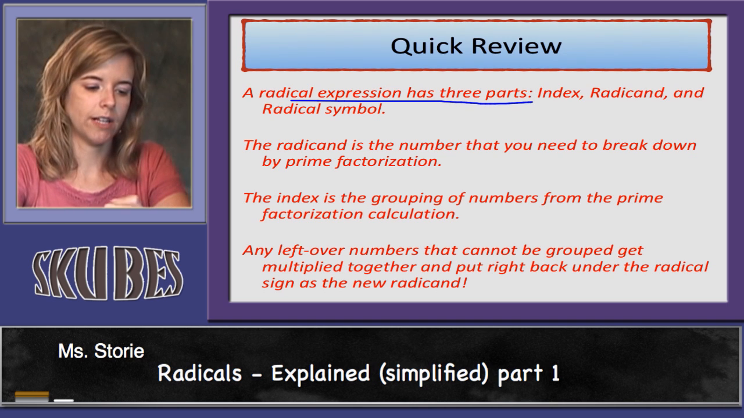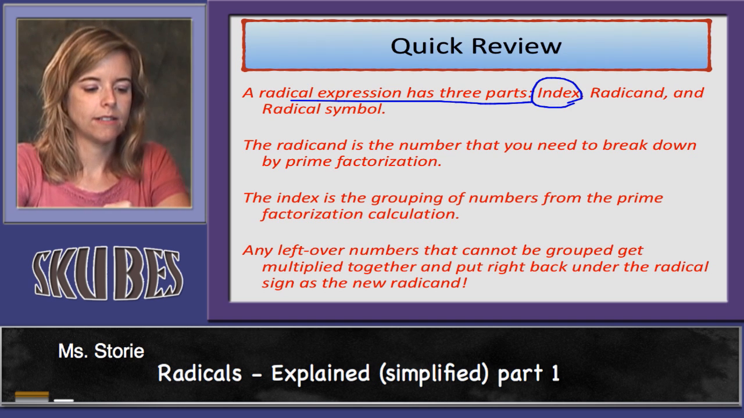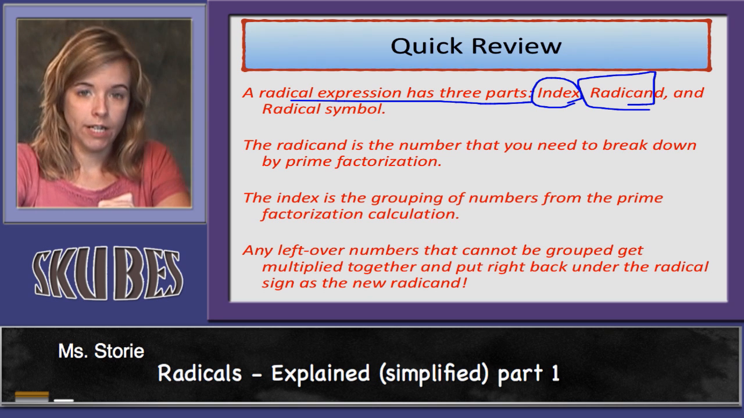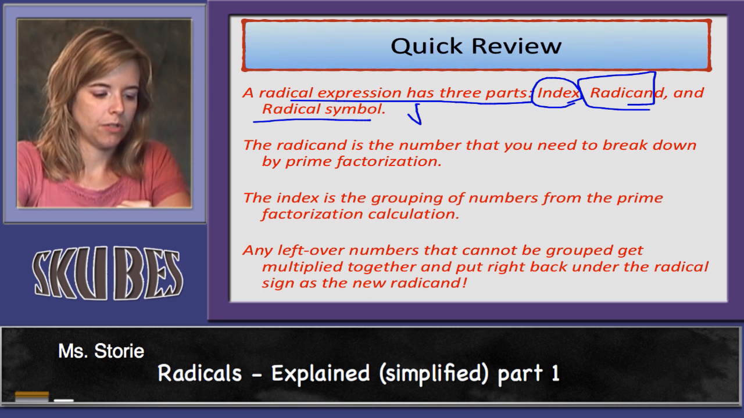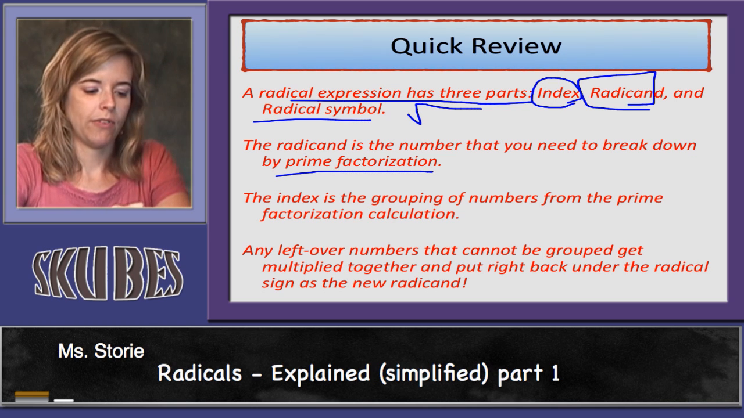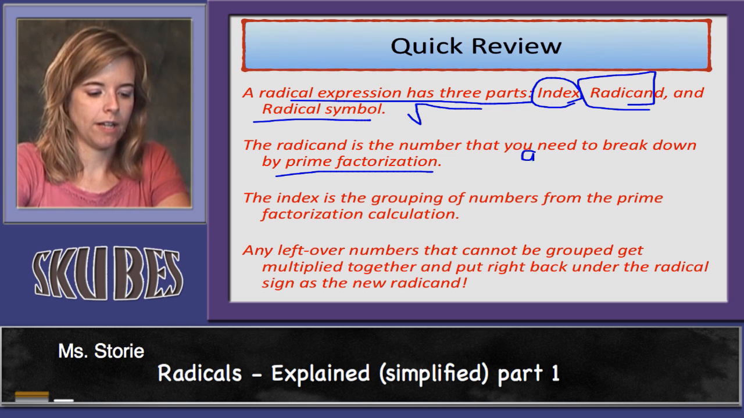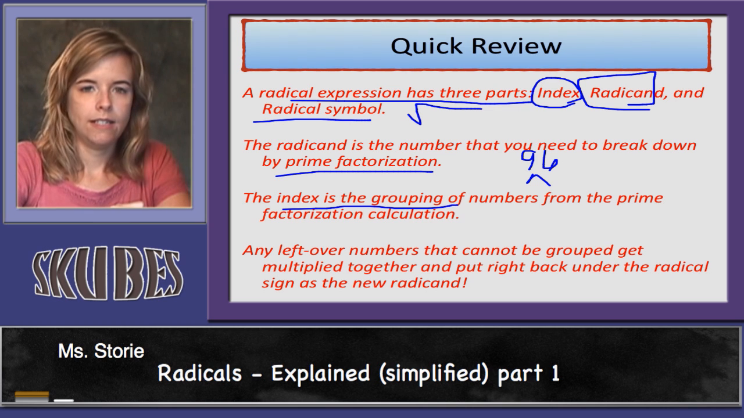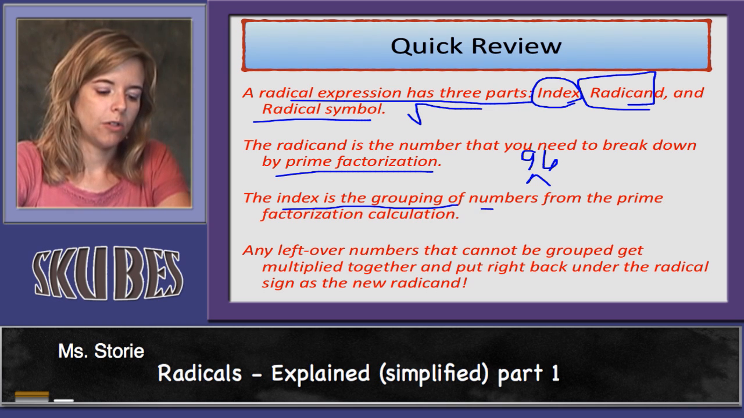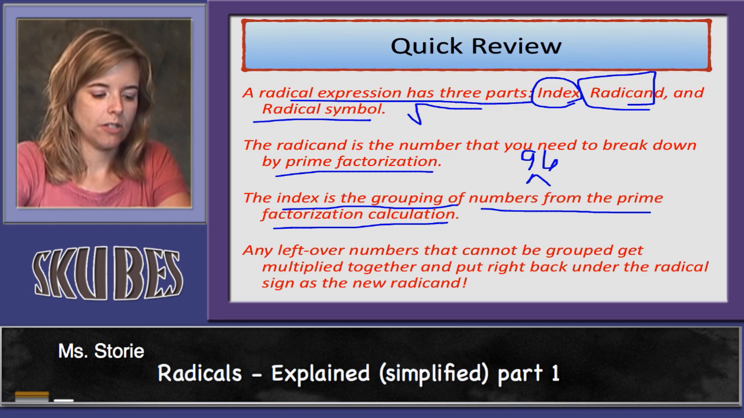A radical expression has 3 parts. It's got the index, that teeny tiny number, the radicand, which is the number underneath the radical symbol, which is the check mark. The radicand is the number that you need to break down by prime factorization. Remember, we took the number 96 and we broke it down. The index, that teeny tiny number 4 that we had, is the grouping of numbers from the prime factorization calculation.